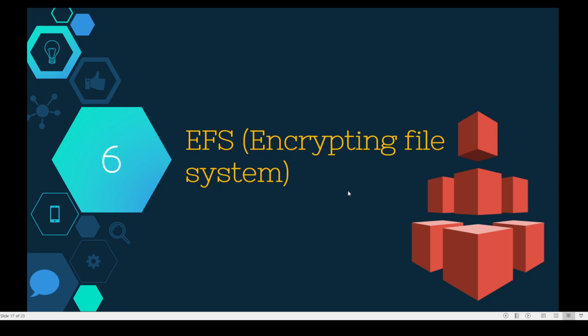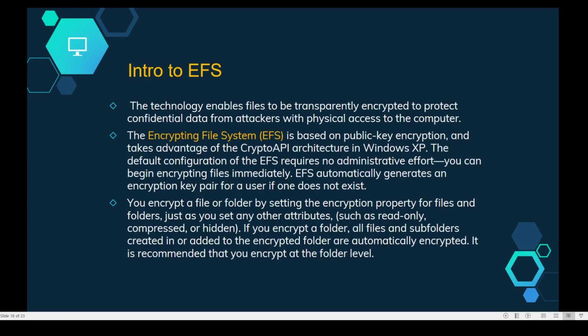Next is our EFS, the encrypting file system. The technology enables files to be transparently encrypted to protect confidential data from attackers with physical access to the computer. It is based on public key encryption and takes advantage of the crypto API architecture of XP. The default configuration of EFS requires no effort. You can use the built-in encrypting files immediately to encrypt the things. EFS automatically generates an encryption key pair for a user if one does not exist.